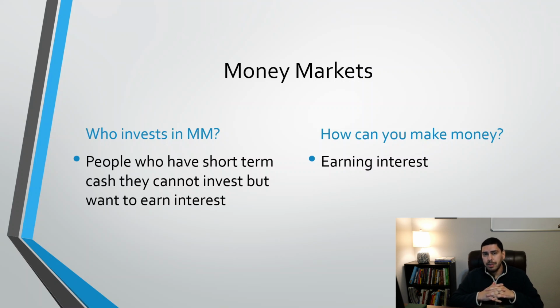So how can you make money with a money market fund? Well, basically you earn interest. Say you put $1,000 in a money market account and it earns 3%. Well, in that account you can expect to earn $30, and you'll have $1,030 after it pays you the interest.